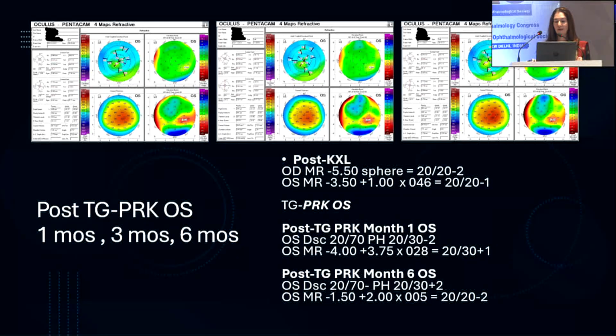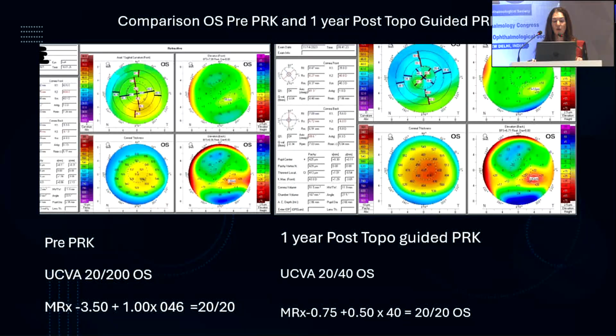So following this, we did topo-guided PRK. This is with the Wavelight Contoura is what I did. And you can see here that she really had a pretty good result in terms of flattening. Also interesting, the 1 month post-op, she's going to continue to change at 6 months. And then here was a year after, and you can see the before and after with the tomography.